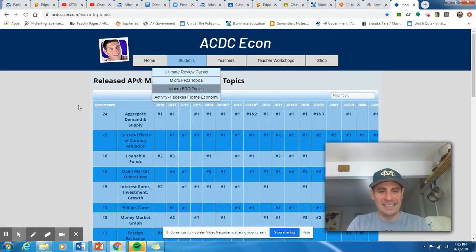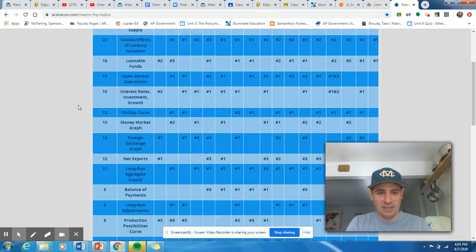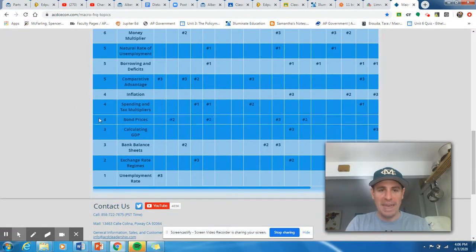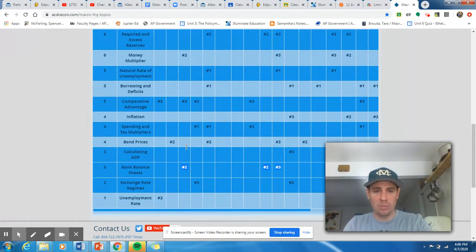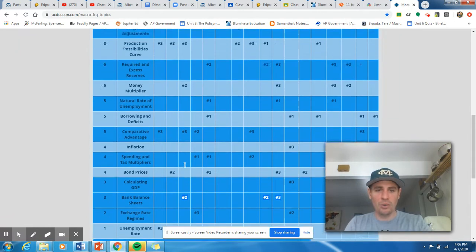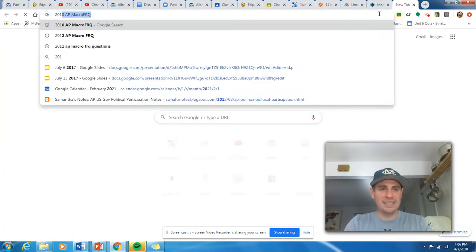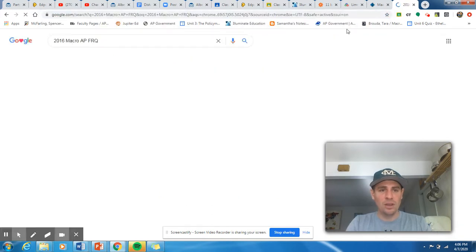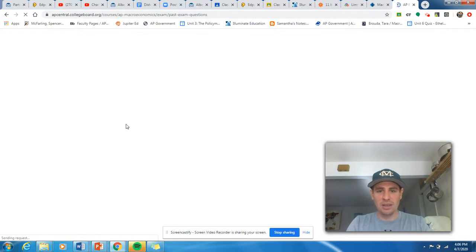Mr. Clifford has organized every single FRQ that's been given out since 2018 and before 2018, and he's kind of organized them. Bank balance sheets are the ones that you want to go over. So you'll notice it was question number 2 in FRQ, bank balance sheet right here. Well, what year was that? Just going up, 2016. So if I would search 2016 macro AP FRQ, they should have the scoring guidelines here, as well as the essay questions.